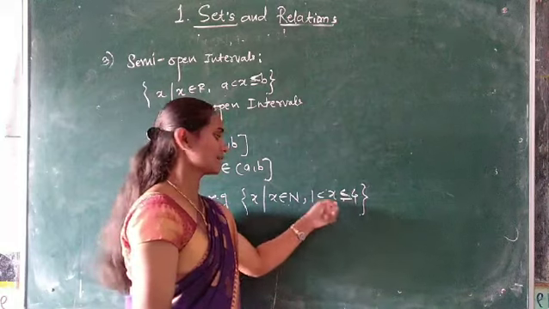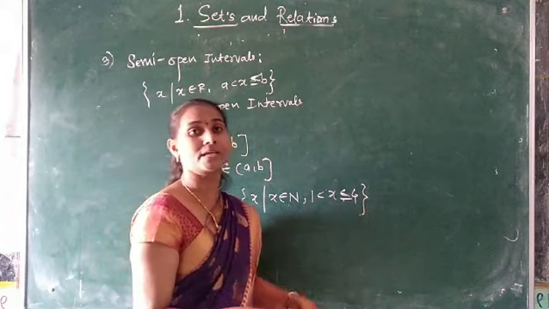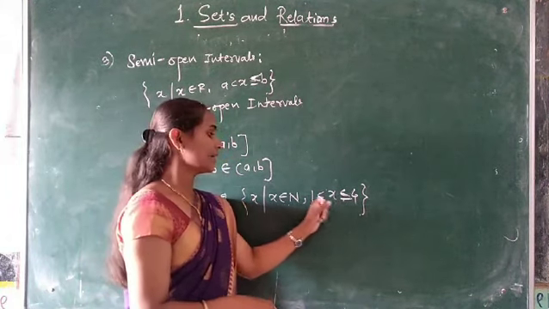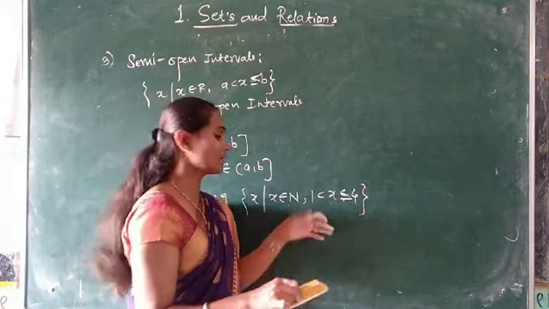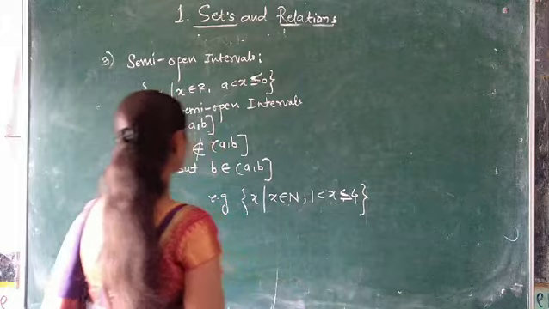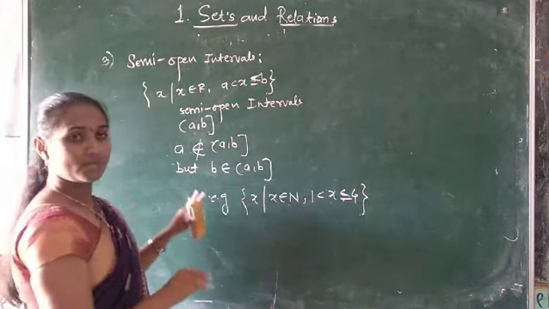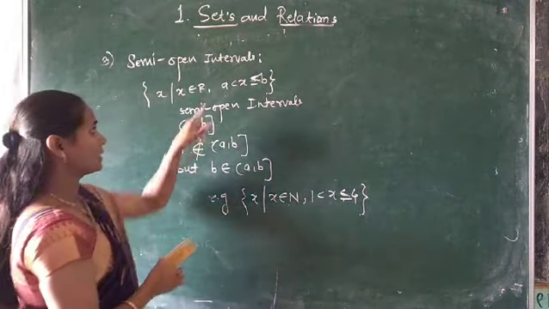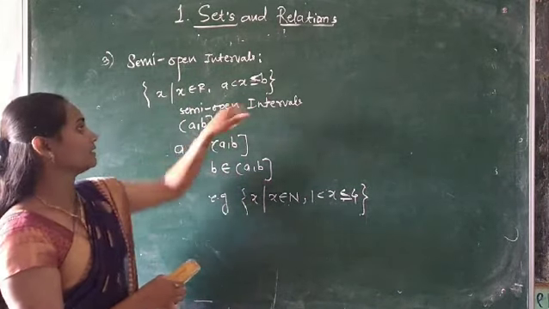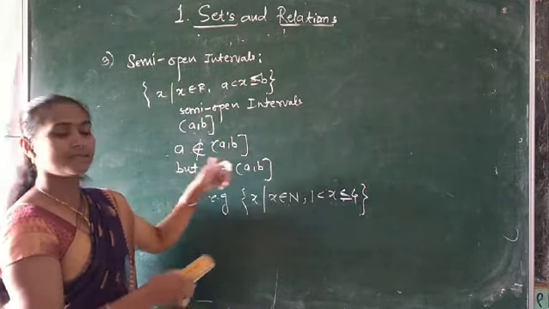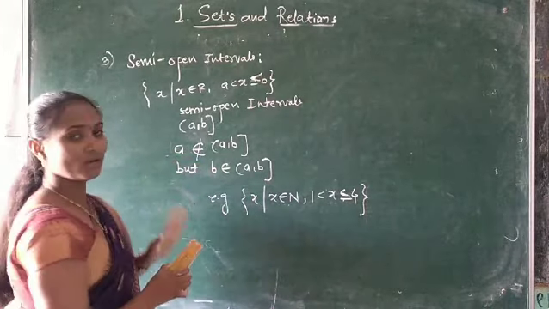That means x should be 4 or less than 4. But here the condition is x greater than 1, x must be greater than 1. So 1 will not work here. So this is called a semi-open interval. In a semi-open interval, the first point is not in the set, but the last point is in the set. This is our semi-open interval.